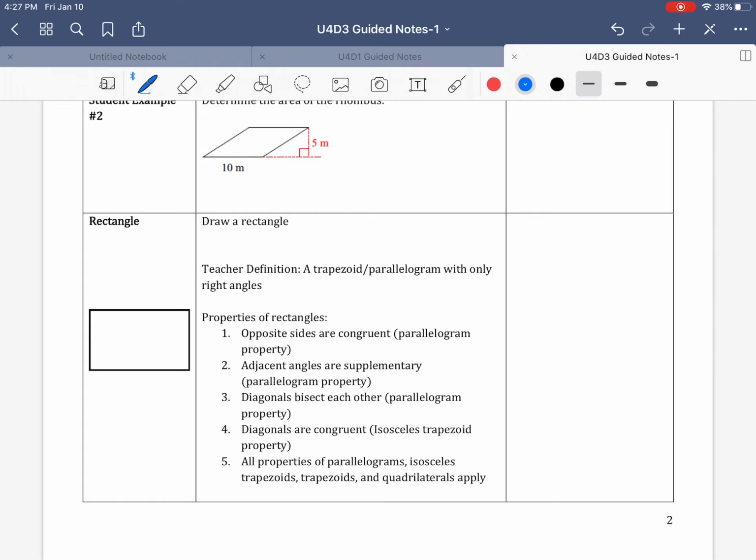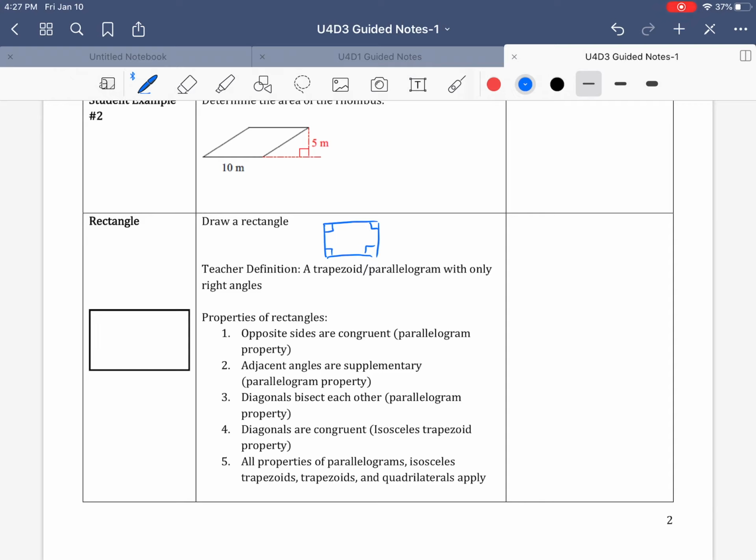Now our second shape is a rectangle. Just off the top of your head, draw a rectangle. Most of you know what a rectangle is. Probably something like that is what's on your paper. The teacher definition is that a rectangle is a trapezoid / parallelogram that only has right angles. So again, if a trapezoid and a parallelogram were to have a baby, you would end up with a rectangle.